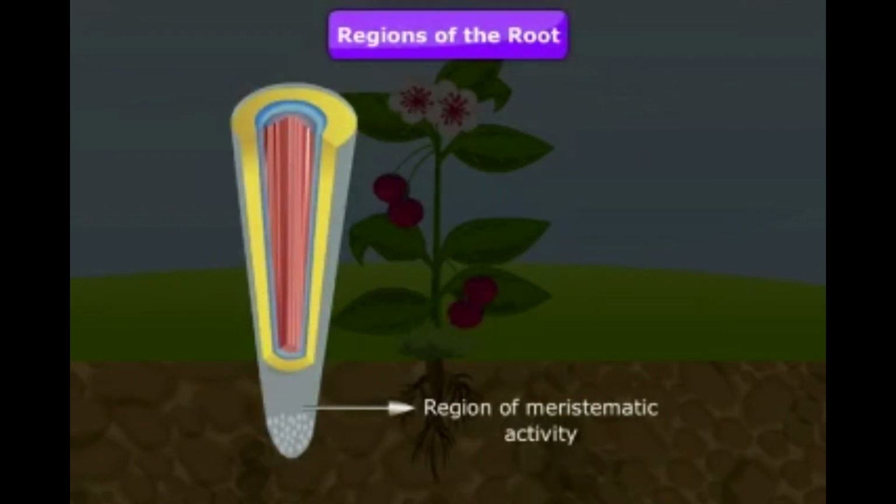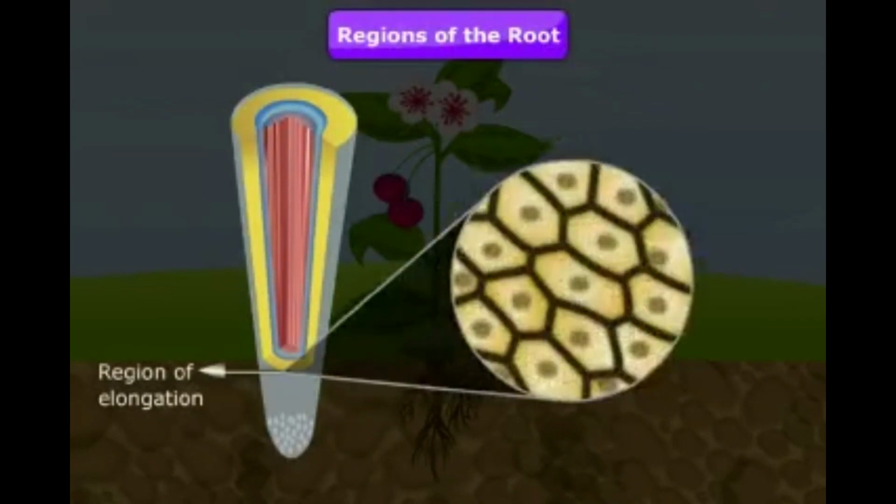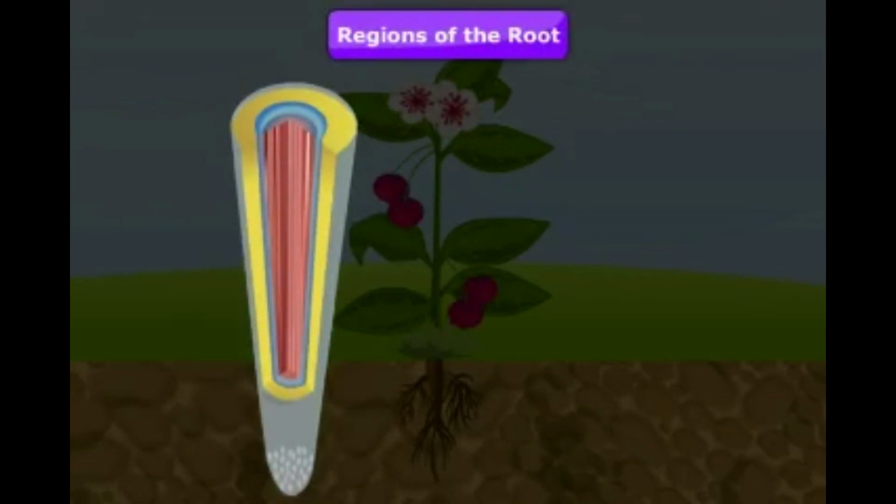Now above this region of meristematic activity lies the region of elongation. The cells of this region elongate rapidly and cause the root to grow in length. This region is the region of maturation. Here, the cells from the elongation region mature and differentiate. Some cells of this region give rise to thin root hair that helps in absorbing water and minerals from the soil.